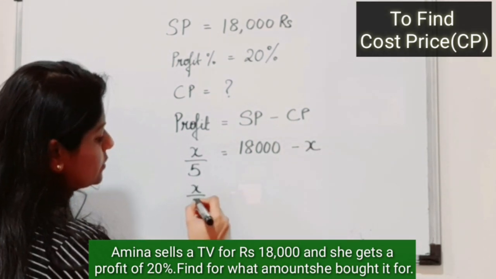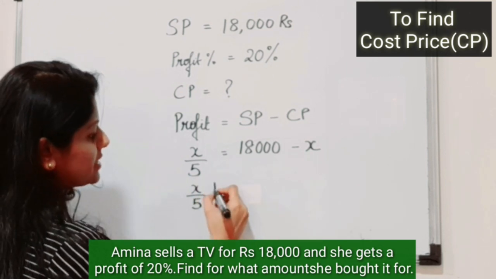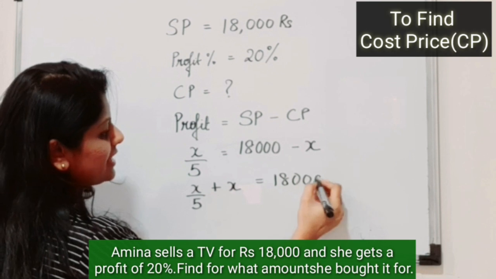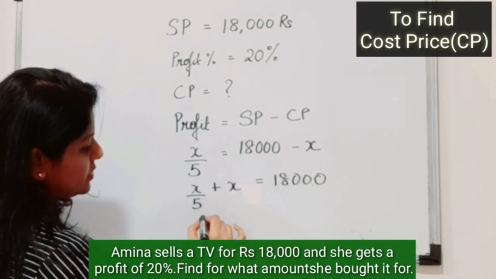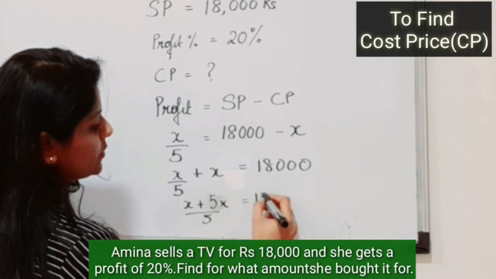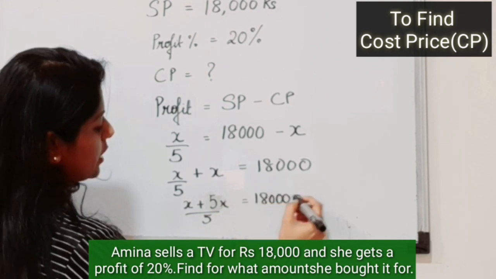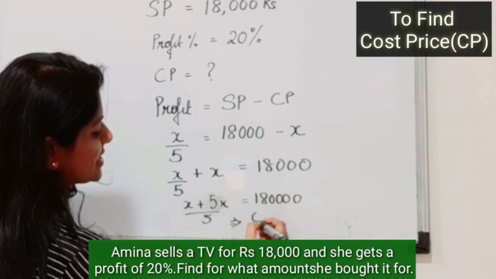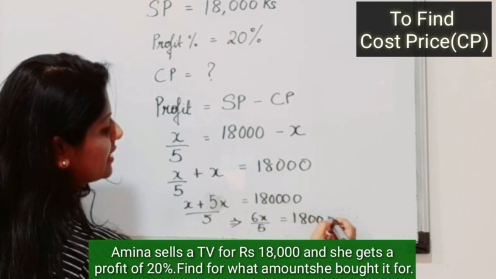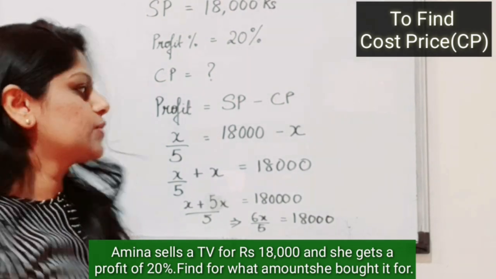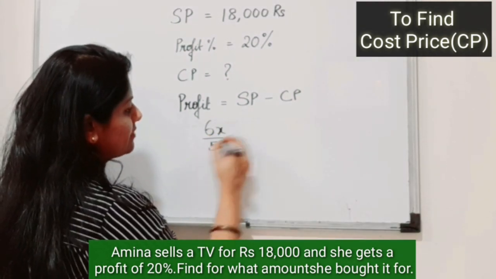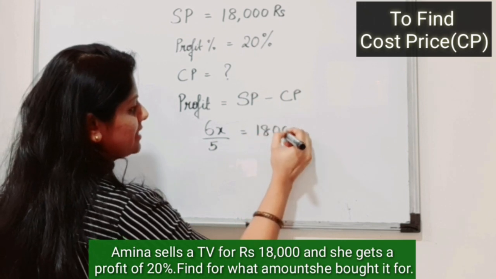So, X terms, we'll bring to one side. So, minus X will become plus X, equivalent to 18,000. On solving this, we know that X plus 5X by 5 is equivalent to 18,000, which will give you 6X by 5 is equal to 18,000. Correct? So, let's solve it further.